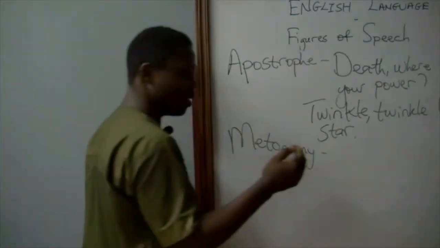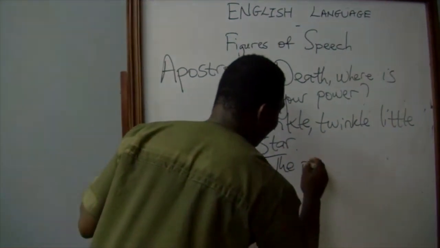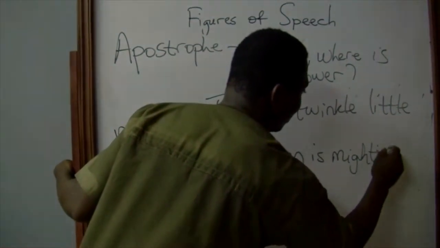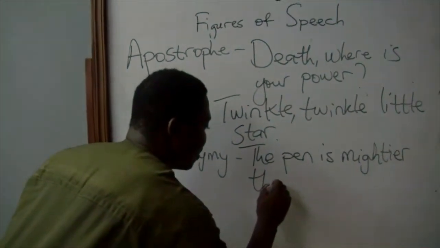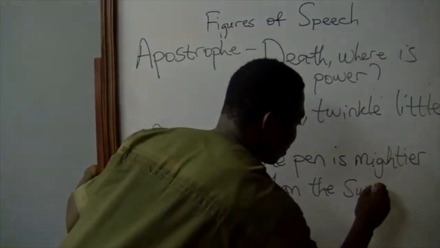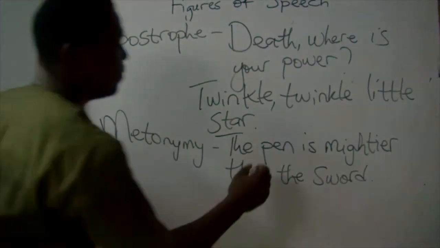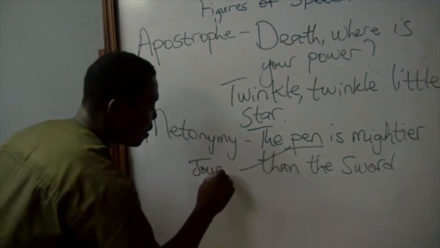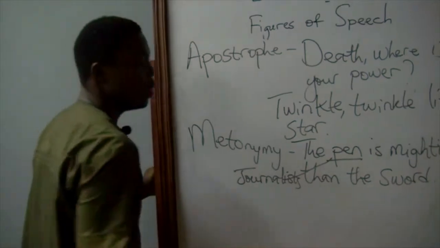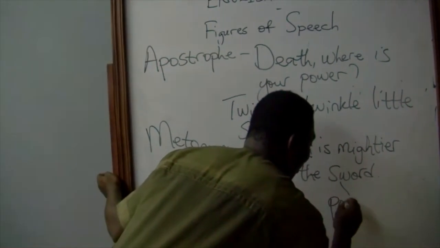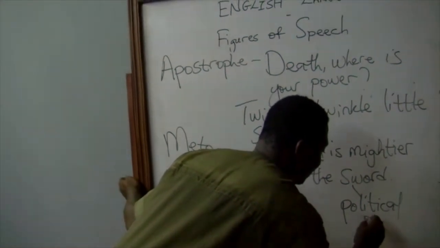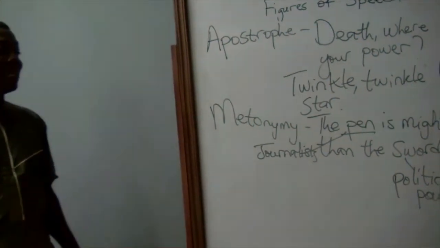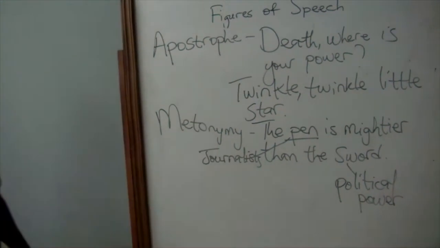I prefer the pen, perhaps because I'm using one. So, the pen is mightier than the sword. Here the pen is representing writing or journalism or journalist, while the sword represents political power or politicians. In other words, writing can be very powerful, even more than the wielding of political power.